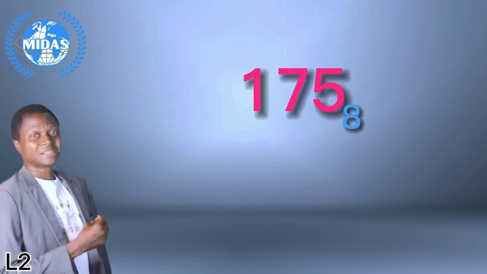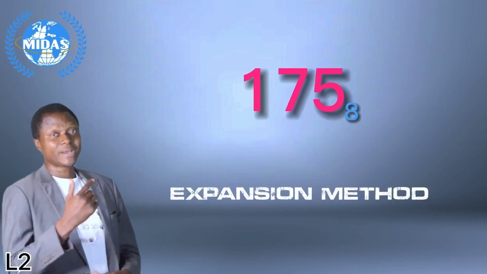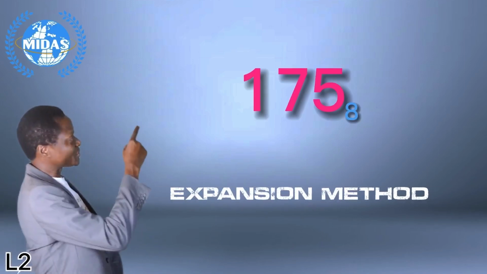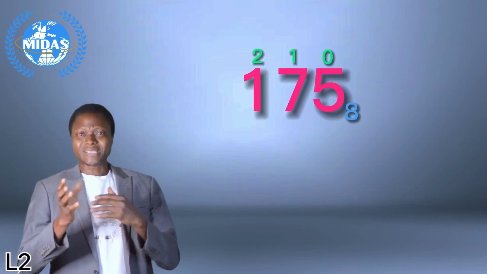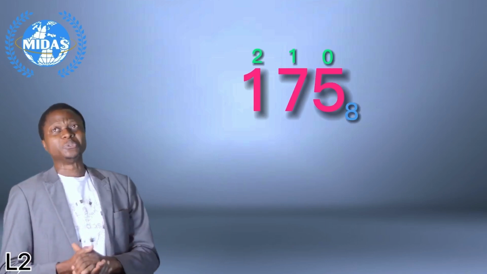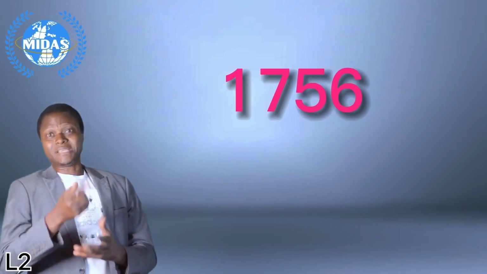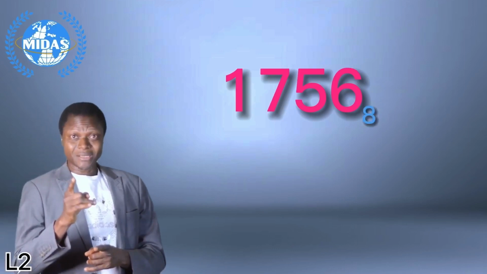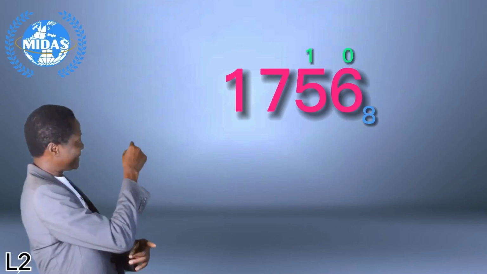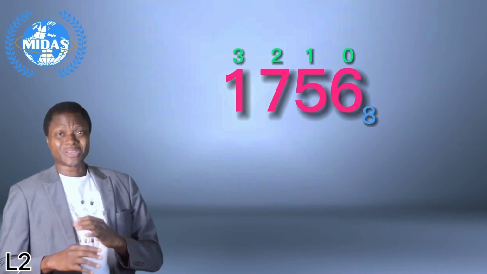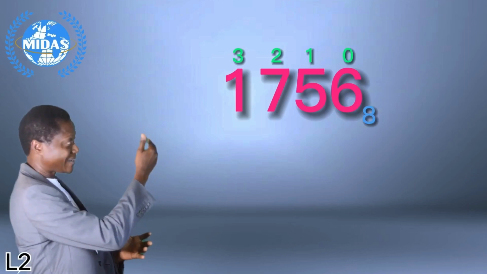Now let's say you have 175 base 8. The first thing you need to do is number it, and you're going to number it backwards. That is to say, you're going to say 0, 1, 2. Now let's assume that you're actually told to convert 1756 base 8. What it means is that the 6 is going to be 0, then 1, then 2, then 3. So it doesn't matter how many numbers you have. All you need to do is count from 0 and start counting leftwards.